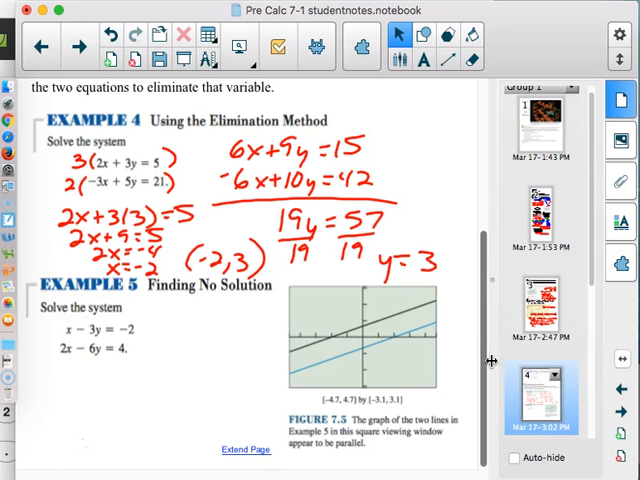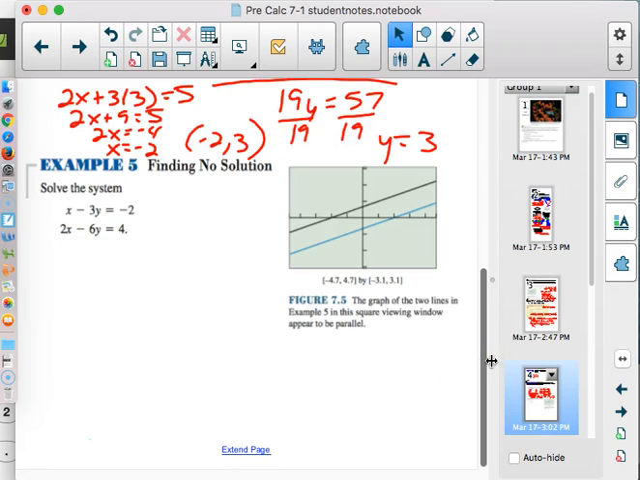So finding no solution. Wait a minute. They might not hit each other? Of course. Or they both cancel out in the algebra. Exactly. So that's what we want to see. Now obviously we've got the graph over here, so we know those two lines are, what are they called when they don't hit? Parallel. Yeah, they're parallel, but what if we didn't notice that? You know, sometimes you just get into the groove of doing the problems and you don't notice the obvious stuff.